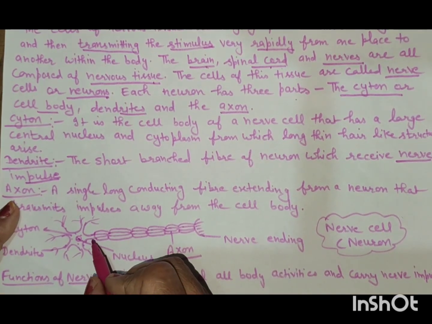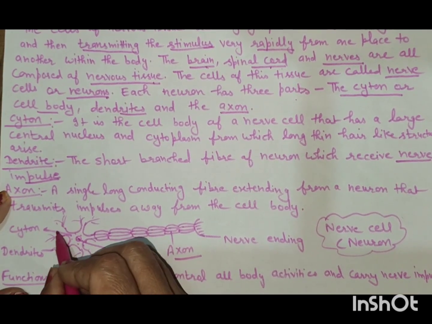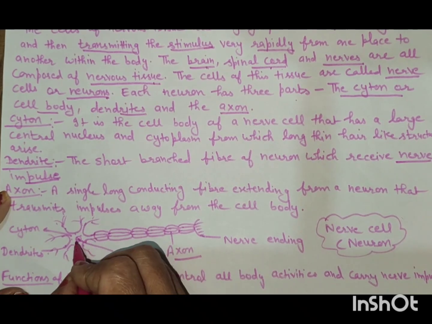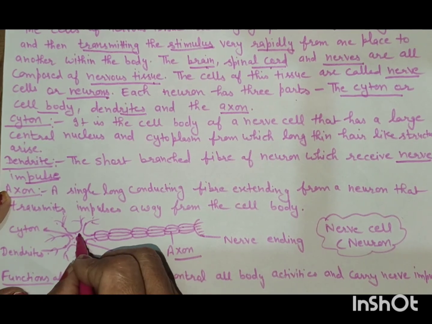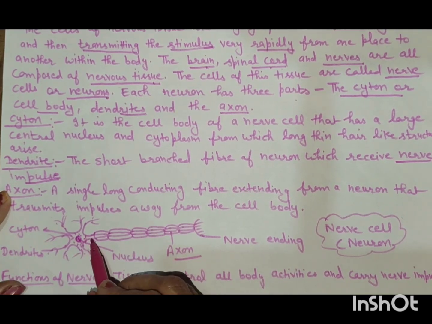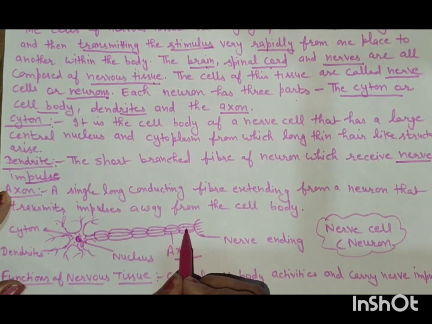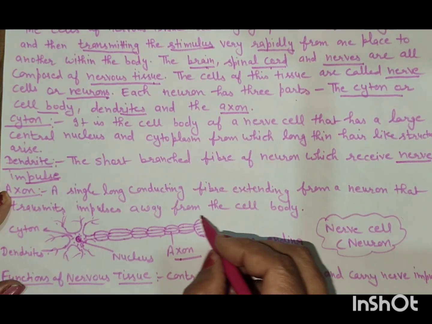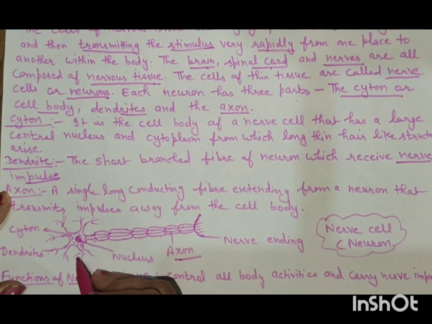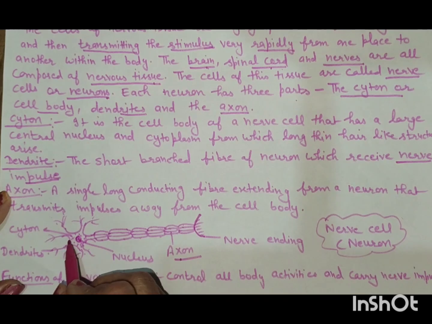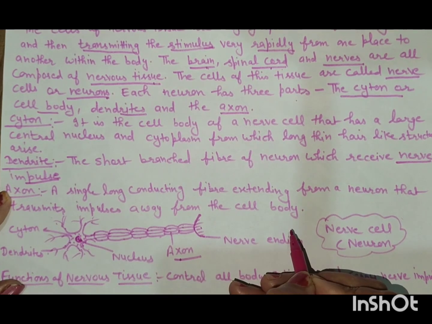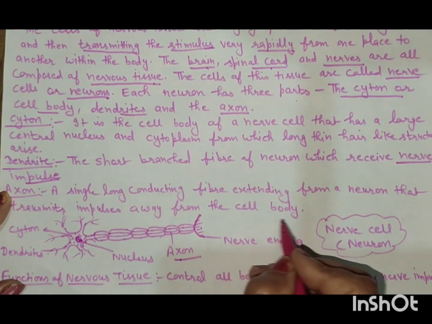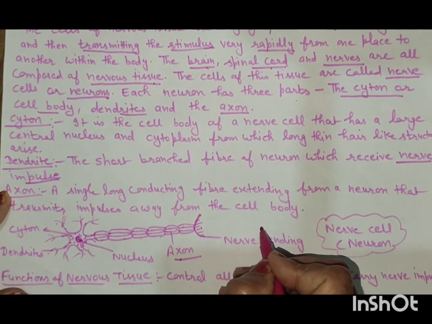This is the diagram of the nerve cell. These hair-like structures are called dendrites, this is the nucleus, and this is the cell body or cyton. Here cytoplasm is filled, and this long fiber is called the axon, and it is covered with a sheath called the myelin sheath, and this is the nerve ending. And here the nerve impulse is transmitted from the dendrite to the cyton to the axon, and then the nerve ending, and then to the dendrites of another neuron.